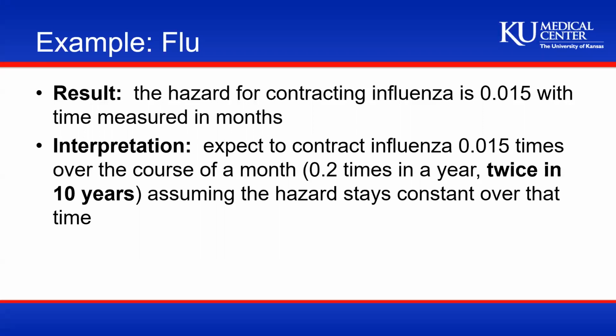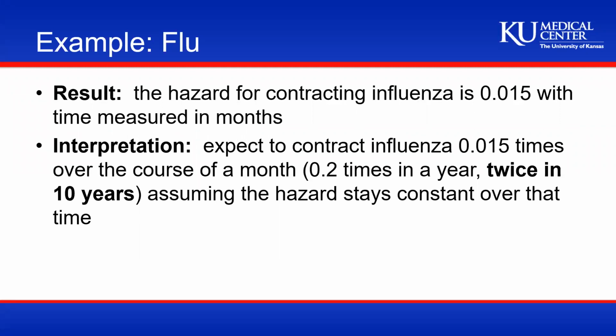So suppose I'm doing a public health study, and I calculate the hazard, a statistic, for contracting influenza, and the time measurement for my calculation was in months from this data. So I have information over a period of time in a population of who got the flu and when they got it, where time is measured in months. And let's suppose I calculate that hazard to be 0.015.